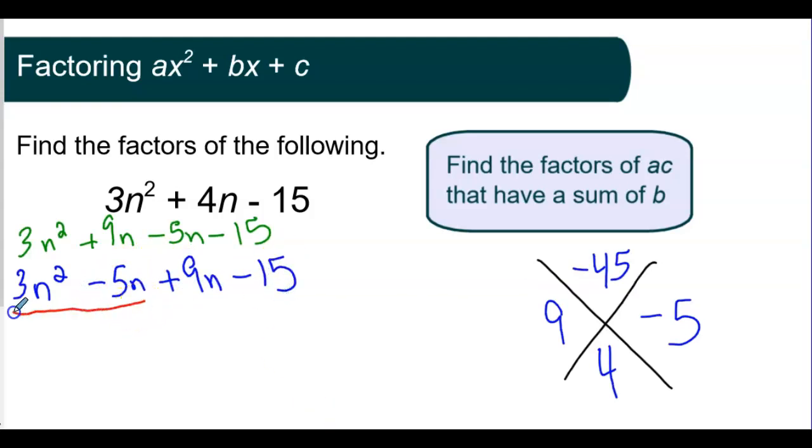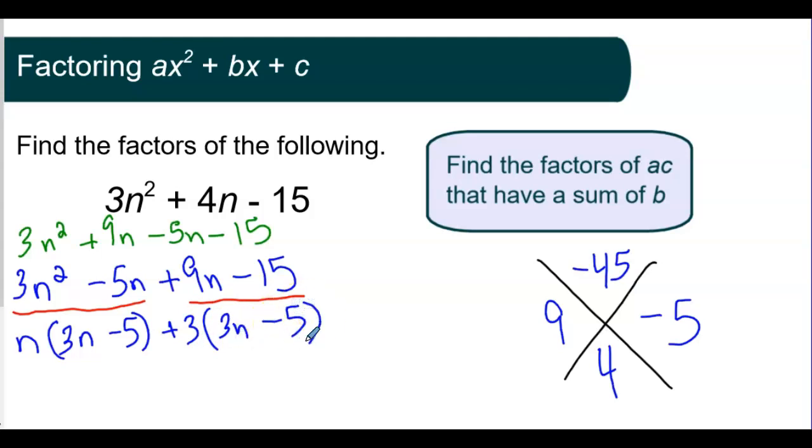Let's factor by grouping. 3n squared minus 5n. What's the common factor? It is an n. So when I divide n from both those terms, I get 3n minus 5. And then for 9n minus 15, what's the common factor there? It's a 3. And when I divide 3 out of both of those terms, I get 3n minus 5. And you can see we still have that term 3n minus 5 and n plus 3. So it does not matter which order you put those middle terms, you're going to get the same answer.